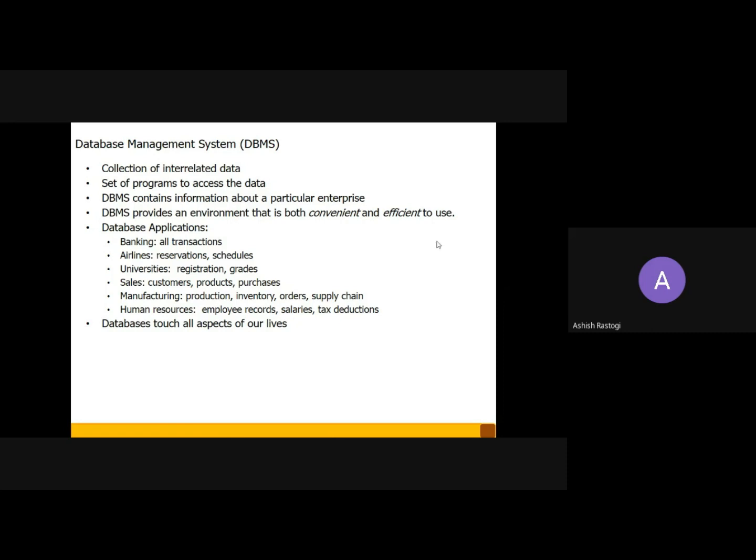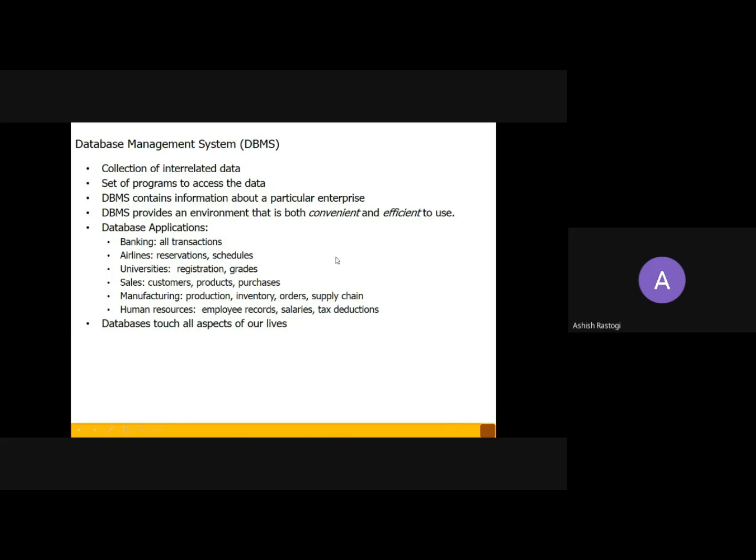Third thing, does the DBMS contain information of a particular enterprise? Always remember, a database is not common for all. It is always for a particular one. Whenever you design or create a database, it is always for a particular organization, not for all general organizations, right? Because every organization has its own parameters and its own policies. So we have to design the database according to that enterprise.